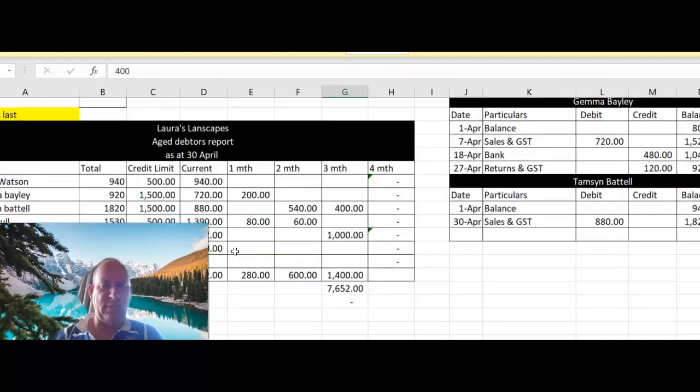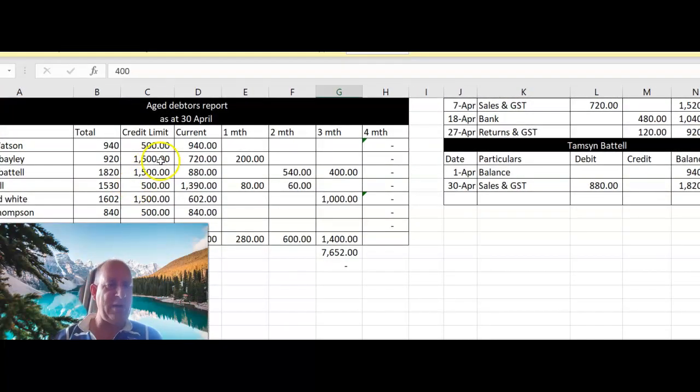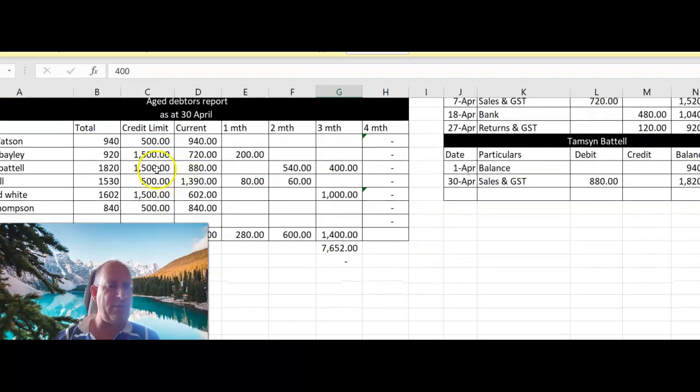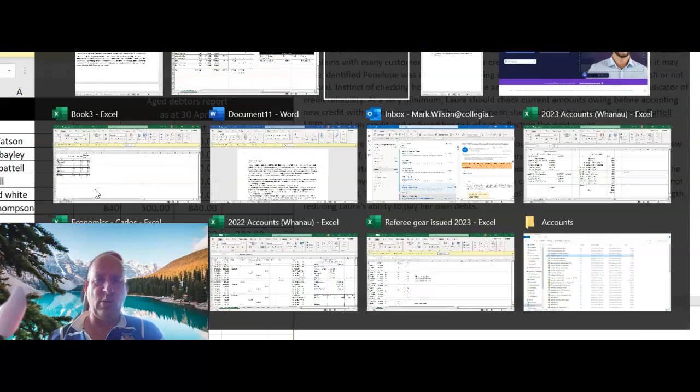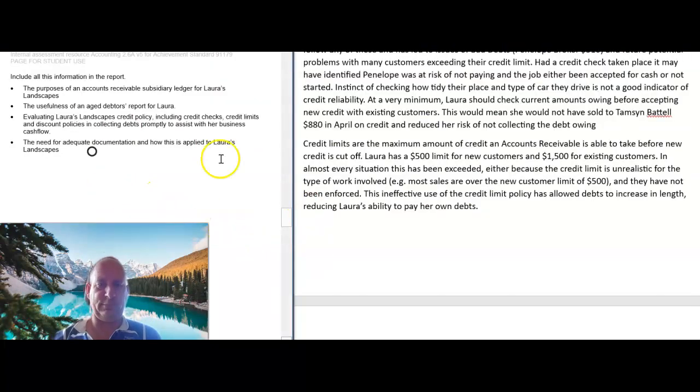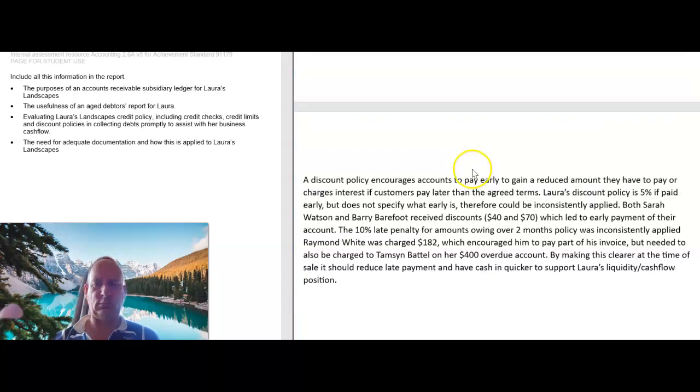the credit limit. You can see on your one that here's the credit limit. Here we've got Tamsin's got 1,500 credit limit, and she's on 1820. Alex has got 500, and he's on 1530. So these are the sorts of things you should be talking about in what you write. So again, read through, copy out, and unpause when you've finished.